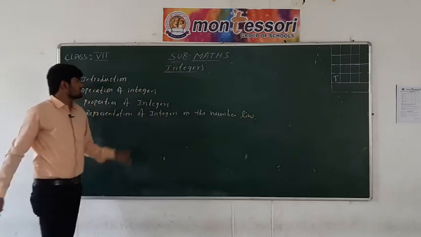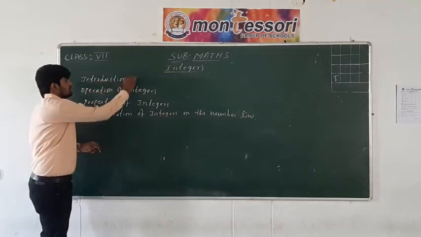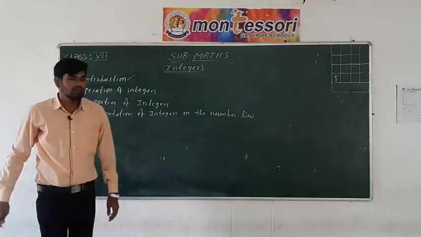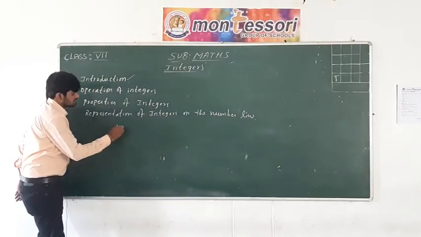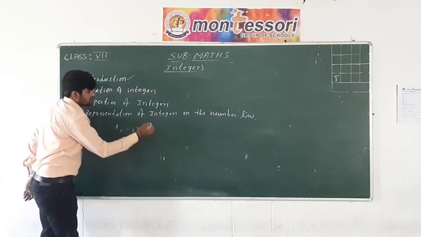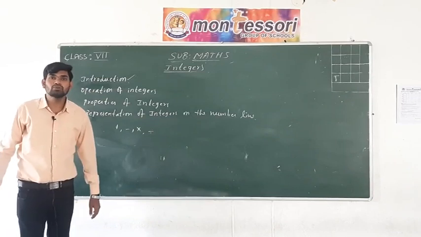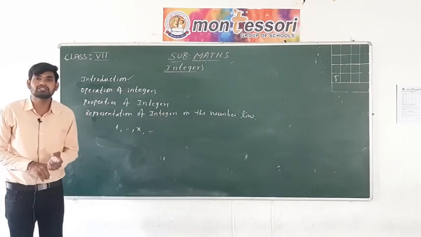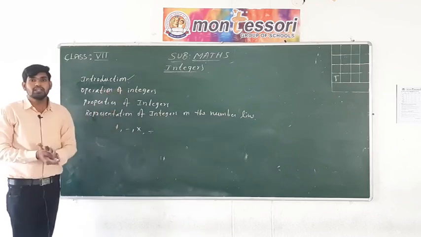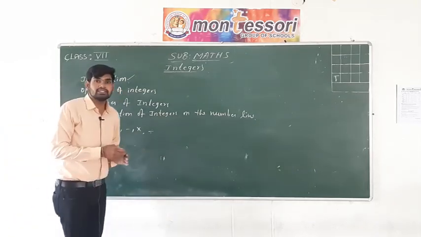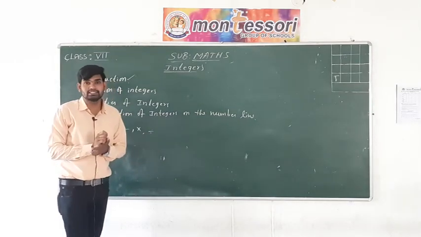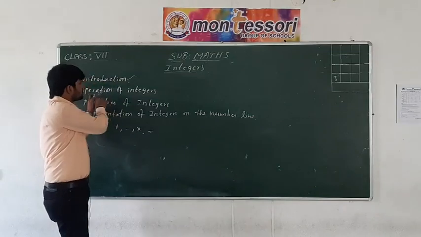So we have seen the introduction about the integers. Next, operation of integers. So what are the operations in mathematics? That is addition, subtraction, multiplication and division. You learned how to apply the operations on the whole numbers and the natural numbers. Those same operations we are going to apply on the integers. How to add the integers, how to subtract the integers, how to multiply the integers and how to divide the integers. That you are going to learn in the operation of integers.